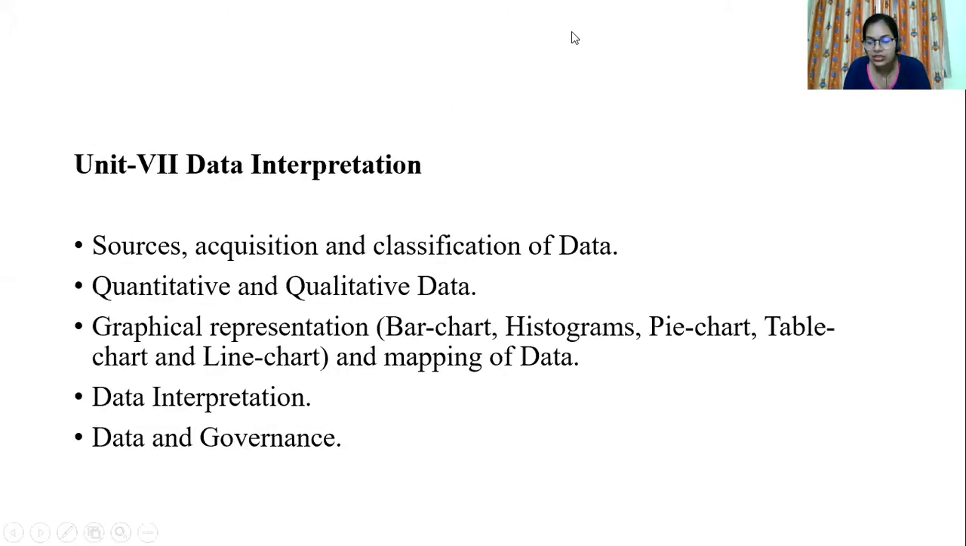Then the data interpretation. If you're thorough with your logical reasoning and aptitude, now comes data interpretation. Some histogram or some graph will be given, and based on the graph, certain questions will be asked, which you need to answer. If you can understand a graph, then it becomes very easy to answer those questions.